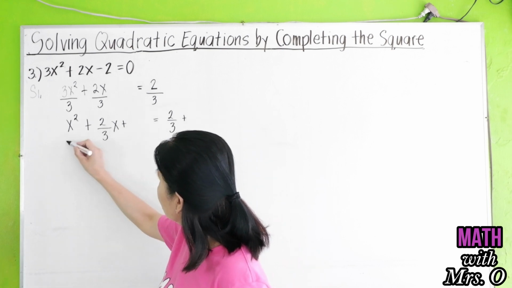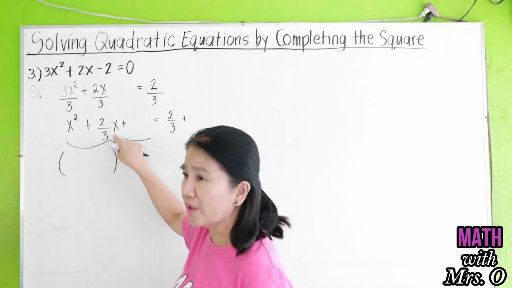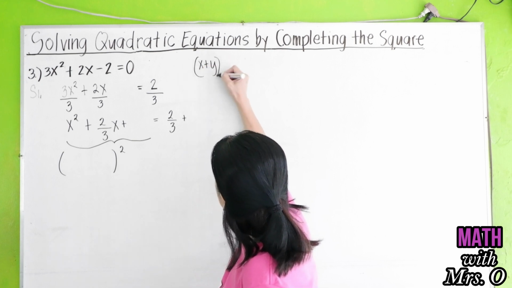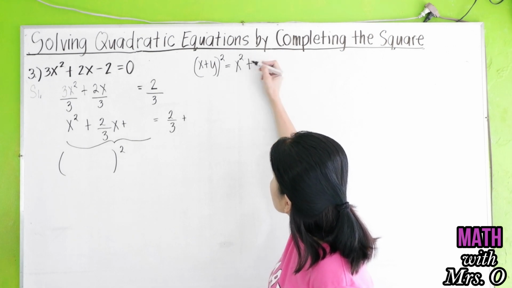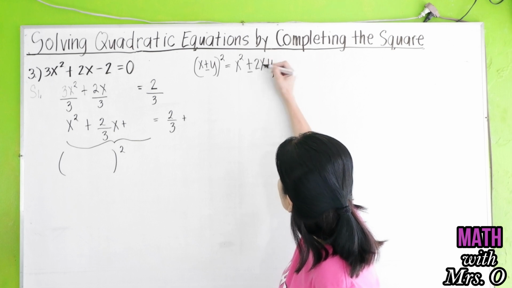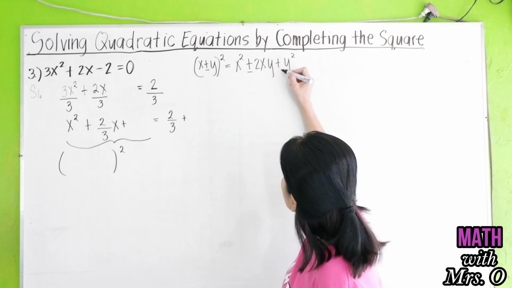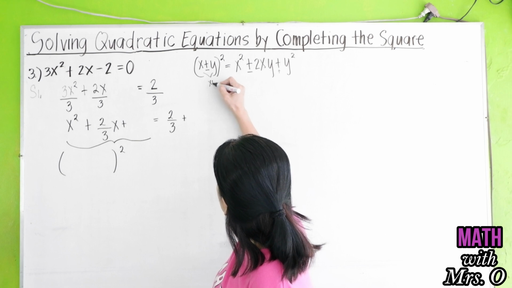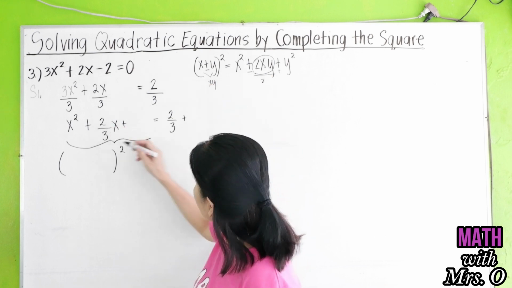Why did I write a blank there? Because we have to transform this as a perfect square trinomial. We said a while ago that the square of x plus y, a perfect square trinomial, gives us the square of the first term plus or minus the product of the two terms times 2, plus the square of the second term. The second term is always plus because if you square a negative, negative times negative is always positive. So therefore, going back, to get xy, you divide the middle term by 2. So you have to divide this.